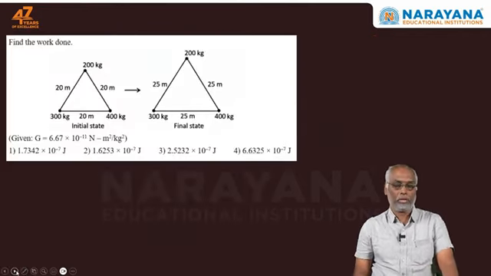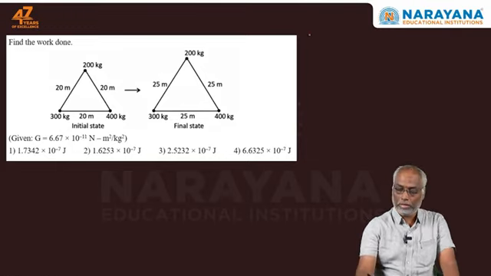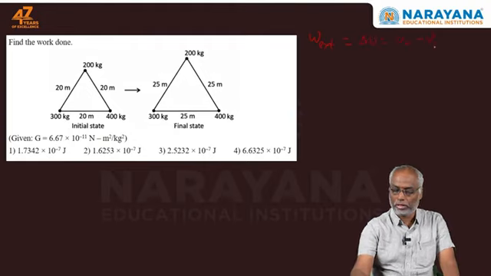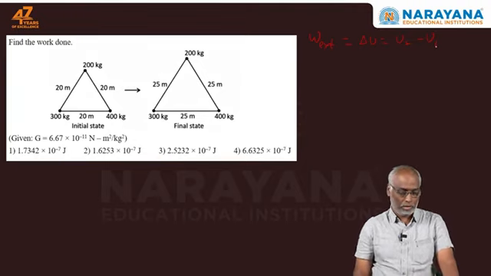Find the work done. Here 3 point masses are given, which are placed at the corners of an equilateral triangle. So here the configuration has changed. The initial length of the side of the triangle is 20 meters and the final is 25 meters. So here we are calculating the amount of work done by an external agent in changing the configuration slowly. That is nothing but the change in potential energy, which is final potential energy minus initial potential energy. Here masses are not changed, only the distance between the masses has changed.